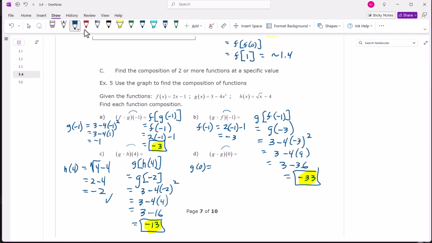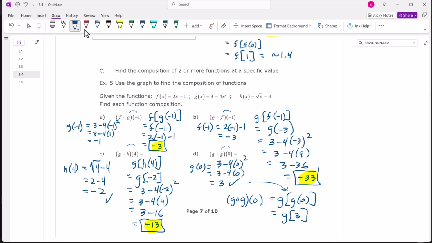Plug the 0 into g, so that's 3 minus 4 times 0 squared. That'll be 3 minus 4 times 0, so that is 3. Then we're going to write this as g composed of g of 0, which can be written as g bracket g of 0. G of 0 was 3, so we end up just doing g of 3.